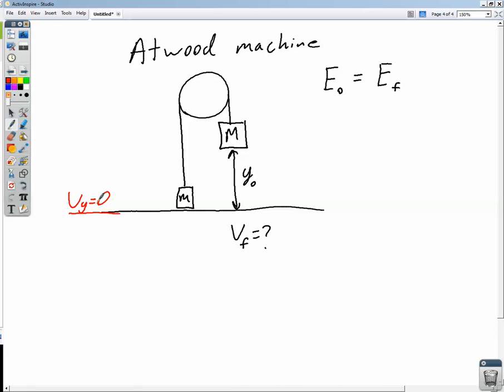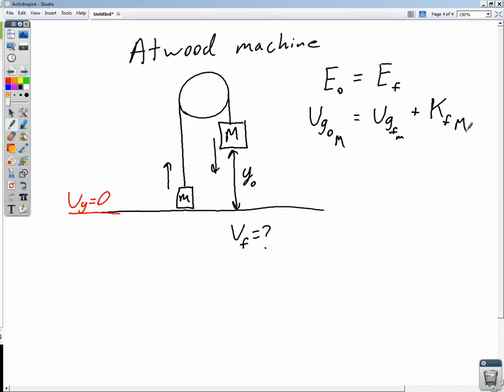So then we ask ourselves, okay, what kinds of energy does the system possess initially? And initially, it's just big M with gravitational potential energy. So UG initial of big M. And then finally, when these things are set in motion, little m's going to go up, big M's going to go down. Little m is now going to be in the air. It's going to have gravitational potential energy. So UG final of little m. And then big M is going to be at the ground, so no gravitational potential, but it's going to have kinetic energy. So that's going to be K of big M.